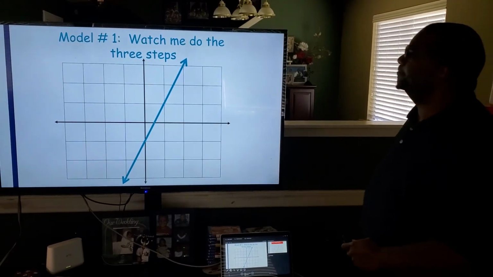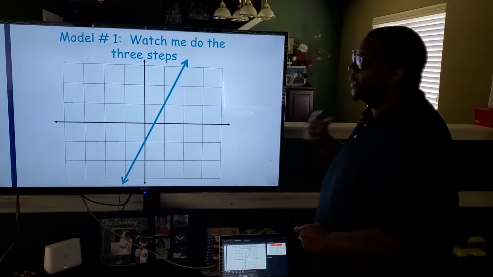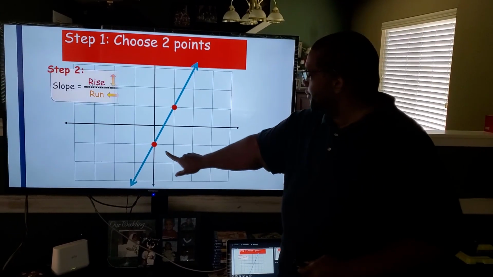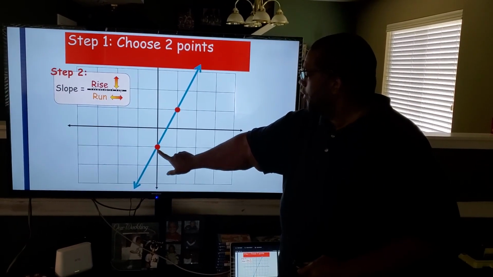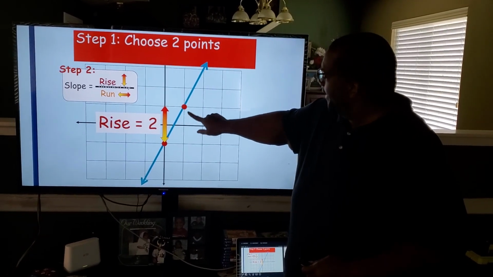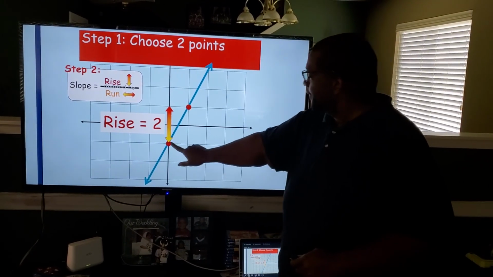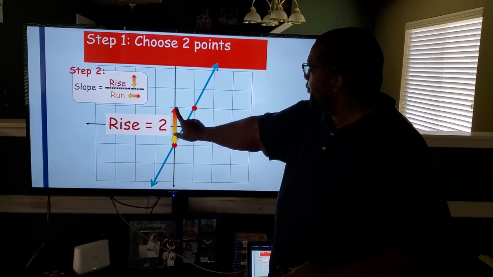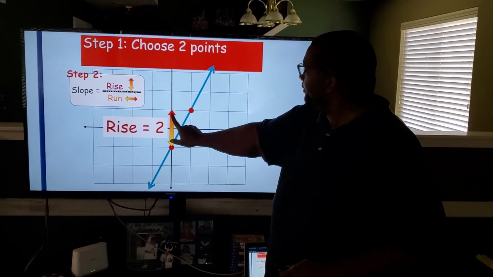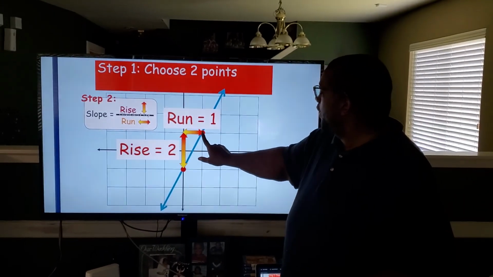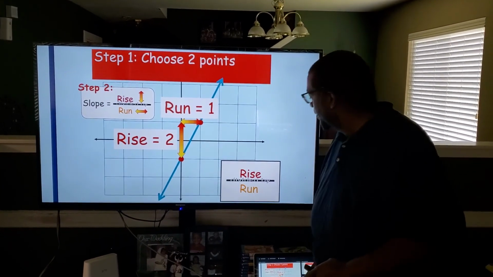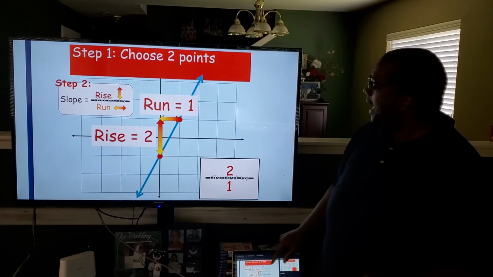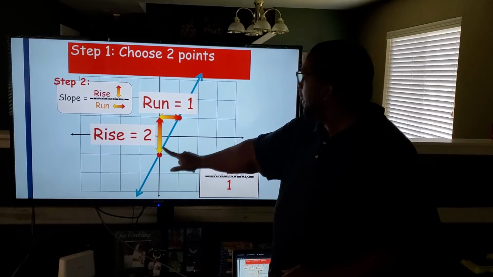All right, let's do one. Model number 1. Watch me do the 3 steps. I'm going to choose 2 points. I'm going to choose (0, -1) and (1, 1). So if I start right here, I'm going to do my rise. I'm going to go up 2. So my rise is a positive 2. And I'm going to run 1. So my rise is 2. My run is 1. I see that my slope is going uphill.